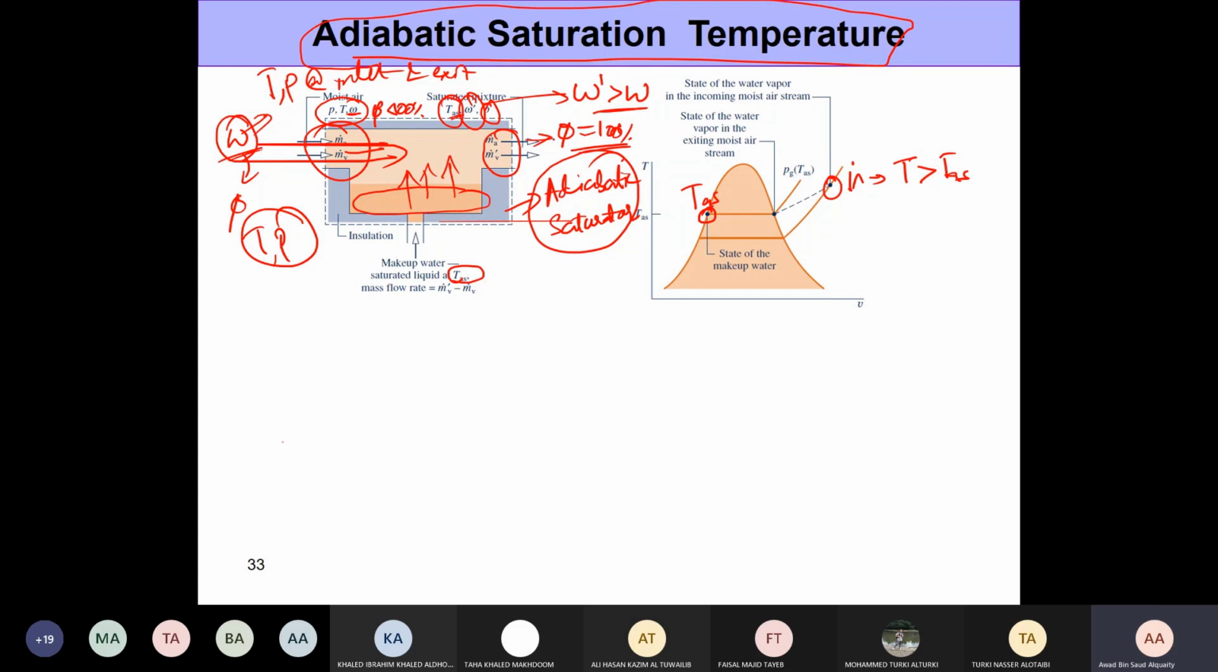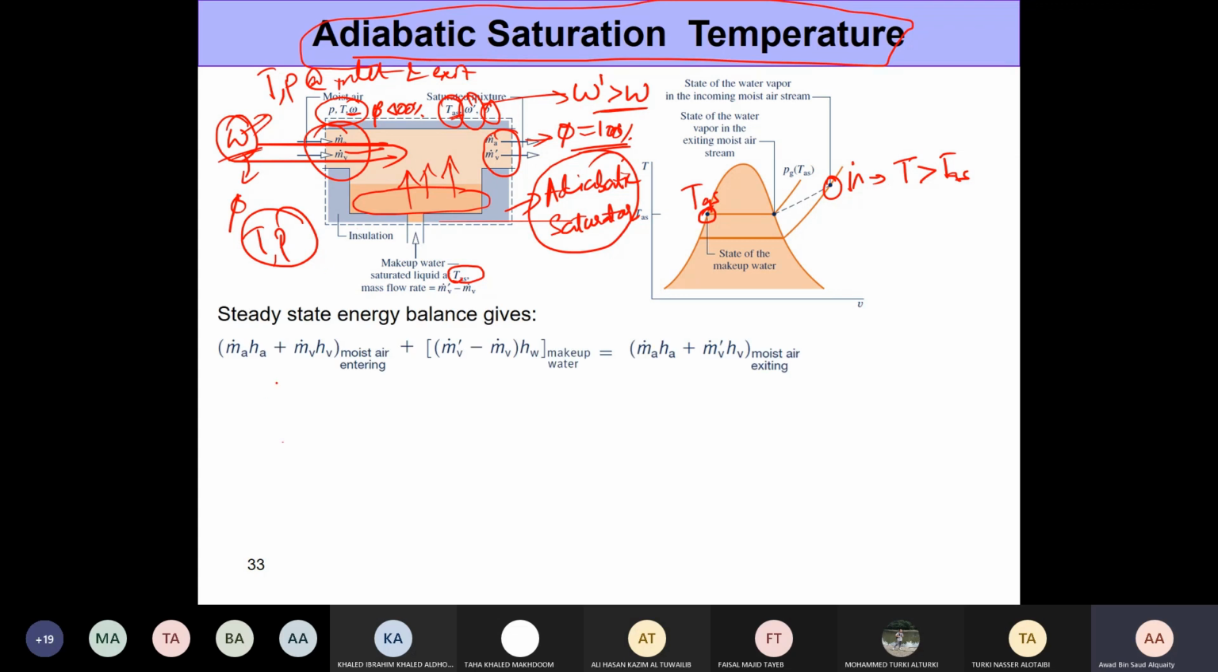Now, how does it all help? Well, we can simply apply energy balance to this entire device. If you apply energy balance, you have the enthalpy of the moisture that's coming in plus the enthalpy of water, the two inlets into the system, equal to the enthalpy of the moist air that's exiting the system.